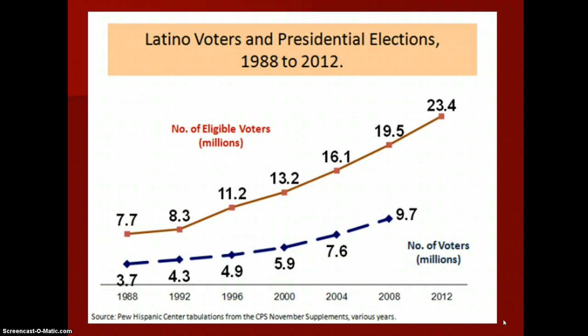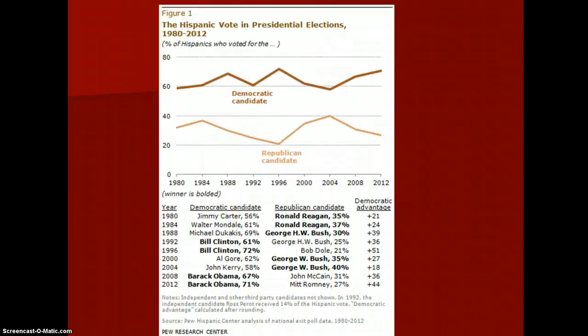Latino voters are on the rise. We talked about that. This is a phenomenon of an increasing number of Latino voters. It's typically viewed as being a positive for Democrats because of their beliefs and a negative for Republicans unless they change their platform in some way, shape, or form, because typically Latinos are favoring Democrats in elections from 1980 until 2012. Notice the numbers on the right here: the Democratic advantage has been very, very strong from 1980 until 2012. The strongest was 51% in 1996, but Barack Obama carried the Latino vote in 2012 by 44%.